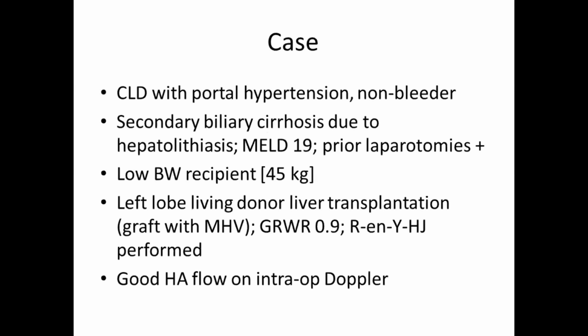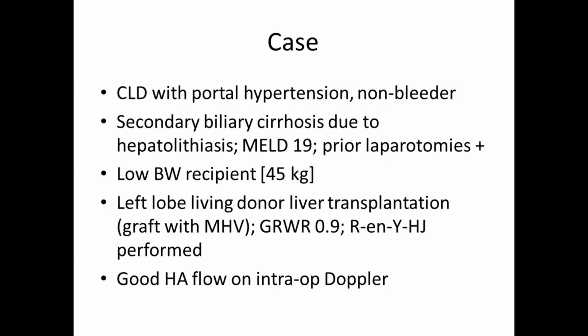So this is a story of a gentleman who was transplanted on our unit. He had secondary biliary cirrhosis due to hepatolithiasis. He had a MELD of 19. He had undergone prior laparotomies. And this again is something which makes the surgery difficult for the surgeon. Bad portal hypertension, more blood loss during the dissection phase. And at times you also have the structures plastered to the liver, which would again lead to more blood loss and more operating time. So this gentleman, for his hepatolithiasis, had undergone prior laparotomies in the past.